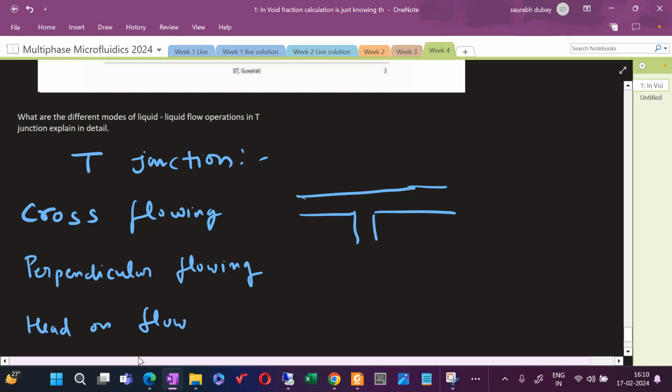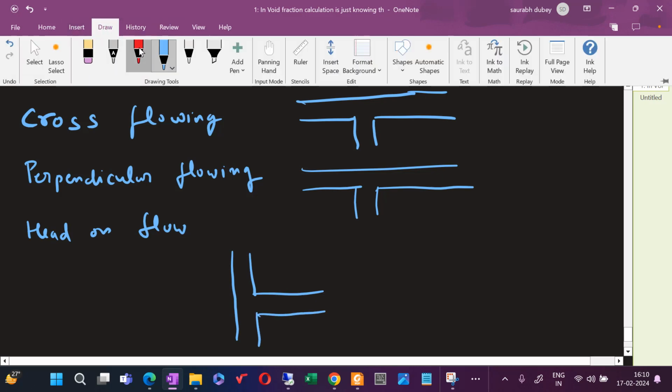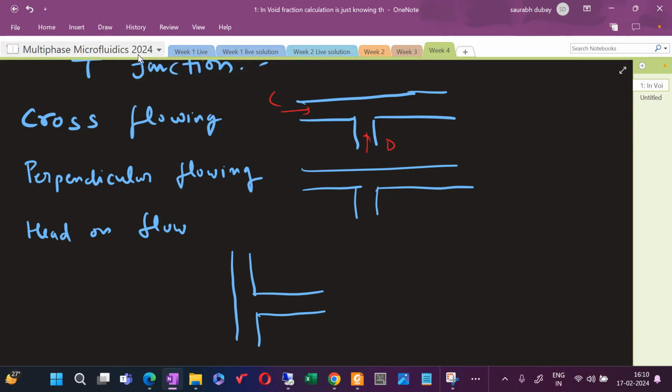So similar types of channels will be there in the cross flow and in the perpendicular flow, but the channel dimension will be a bit different for the head on flow. If you see this, let me take a different color. So this is the continuous medium, this is the dispersed medium, and the flow is happening in this style.